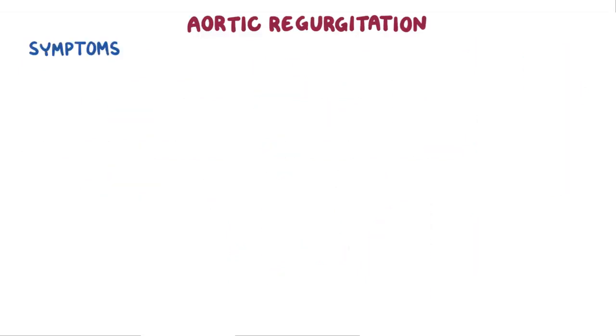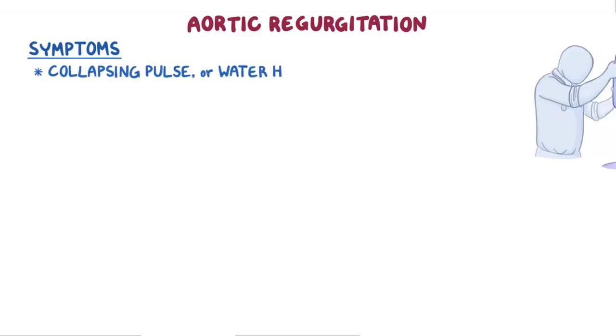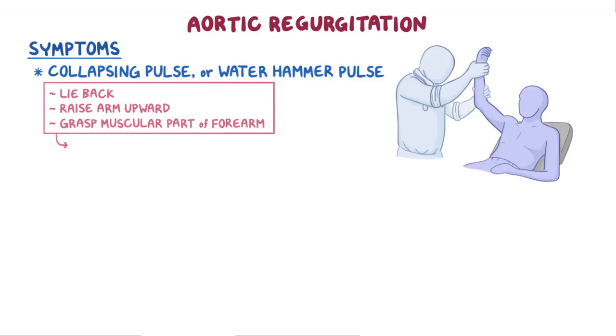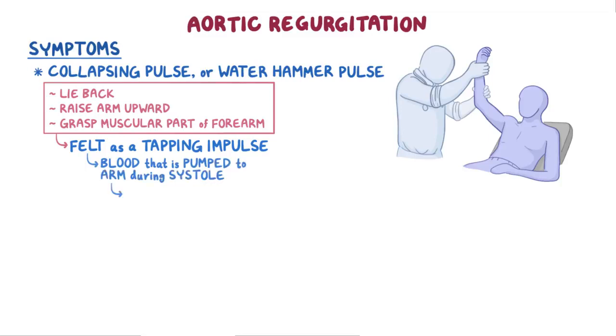On physical examination, aortic regurgitation causes a collapsing pulse or water hammer pulse. To feel it, the individual must lie back and raise their arm vertically upward, and the examiner has to grasp the muscular part of the patient's forearm. A water hammer pulse is felt as a tapping impulse that's felt through the bulk of the muscles, because the blood that is pumped to the arm during systole is emptied back into the heart during diastole due to the effect of gravity on the raised arm.